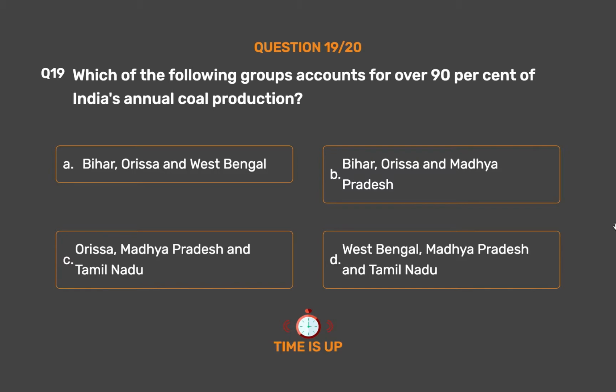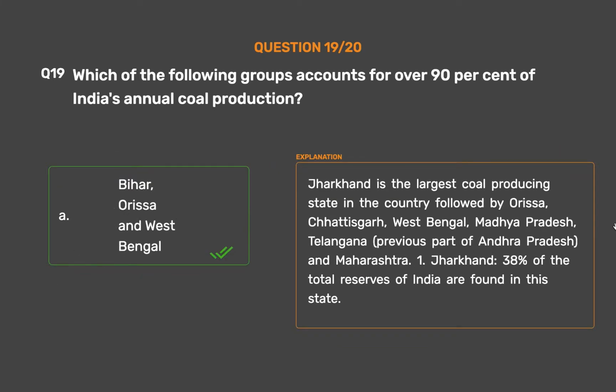The correct answer is Option A, Bihar, Orissa, and West Bengal. Jharkhand is the largest coal-producing state in the country, followed by Orissa, Chhattisgarh, West Bengal, Madhya Pradesh, Telangana, previously part of Andhra Pradesh, and Maharashtra. 1. Jharkhand. 38% of the total reserves of India are found in this state.